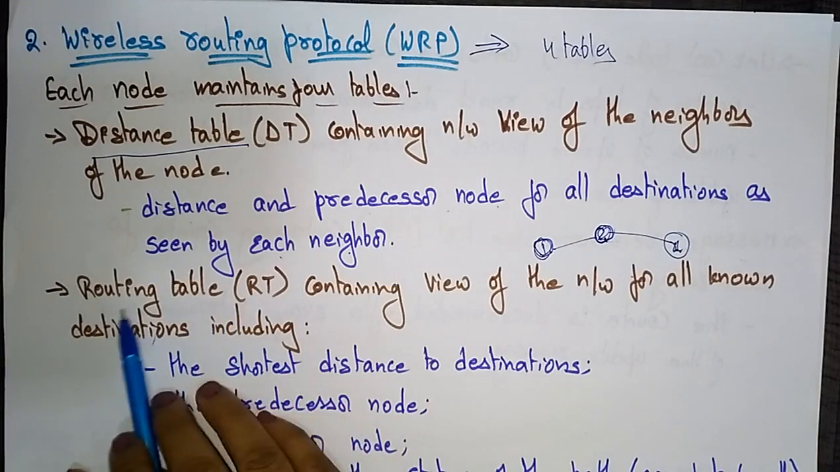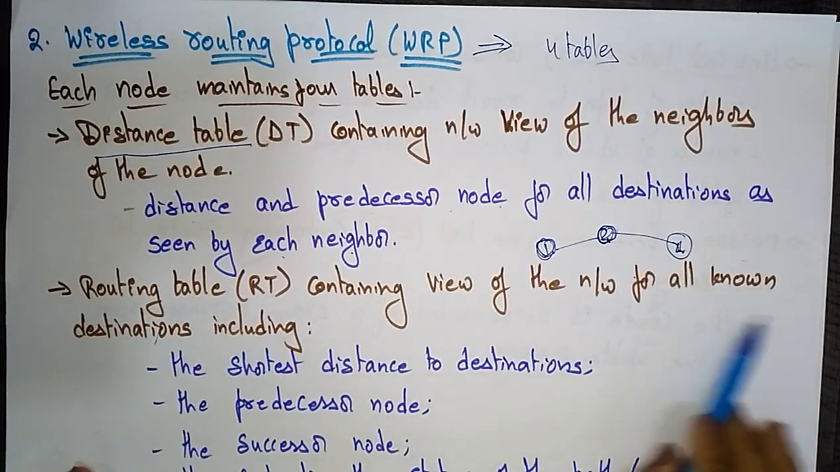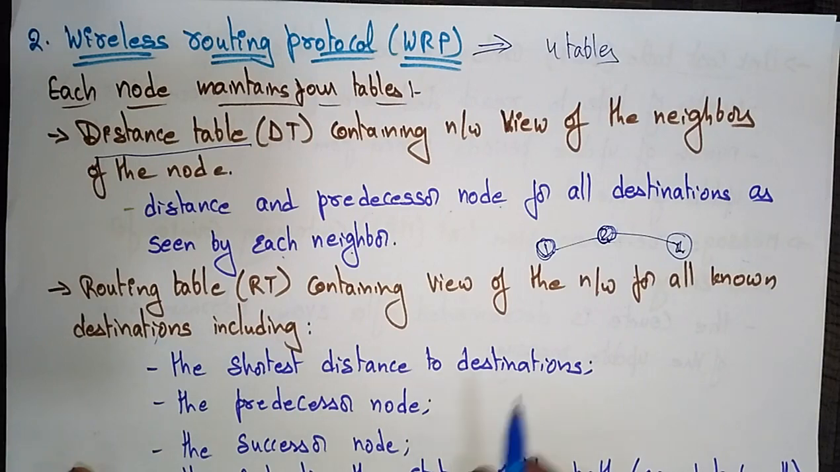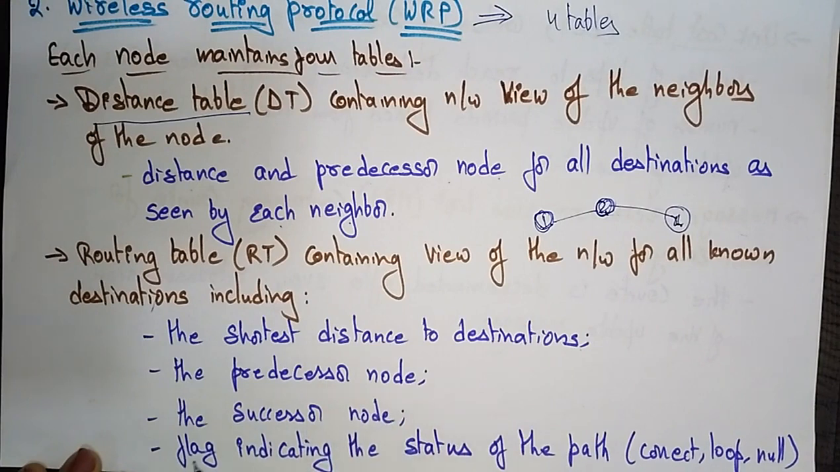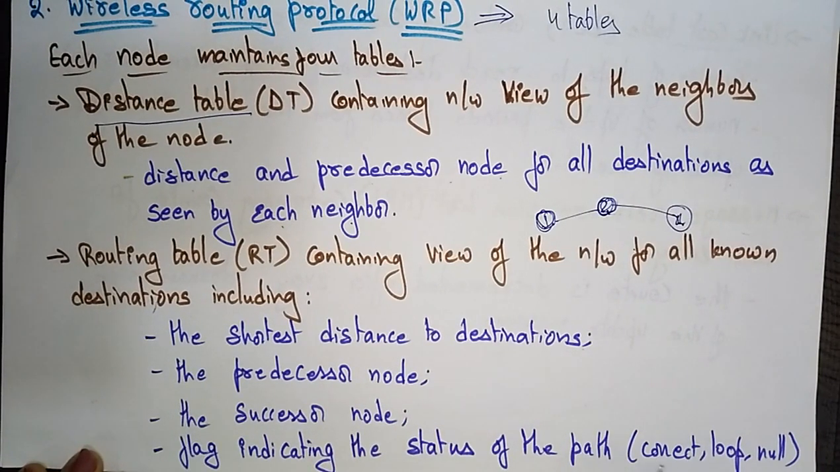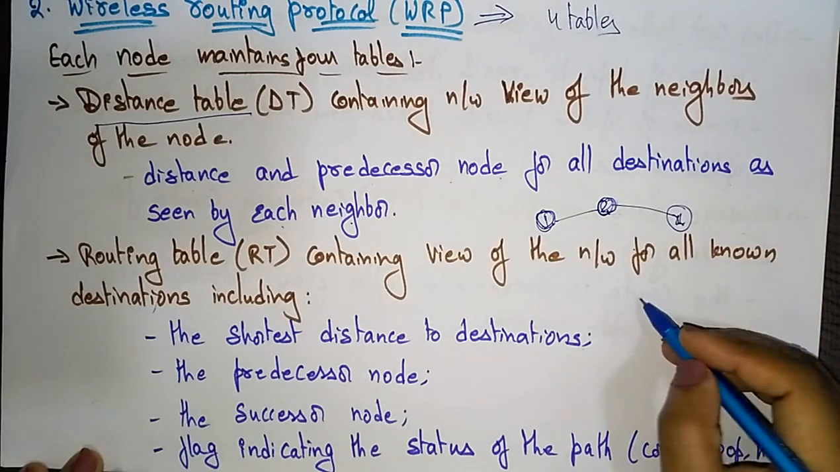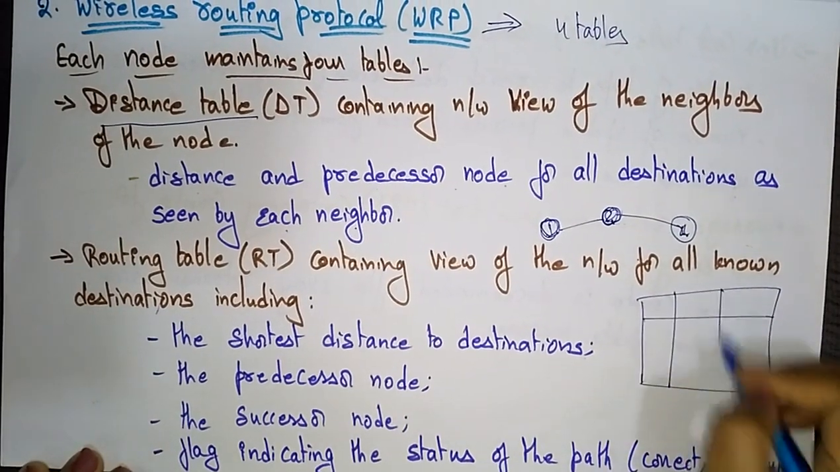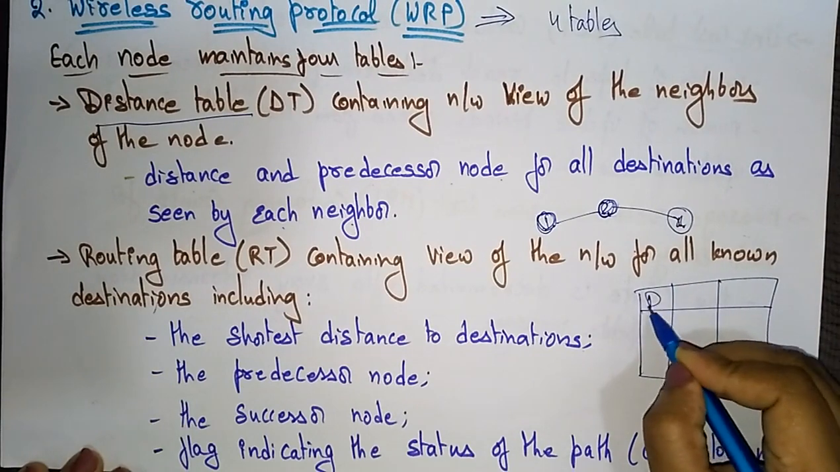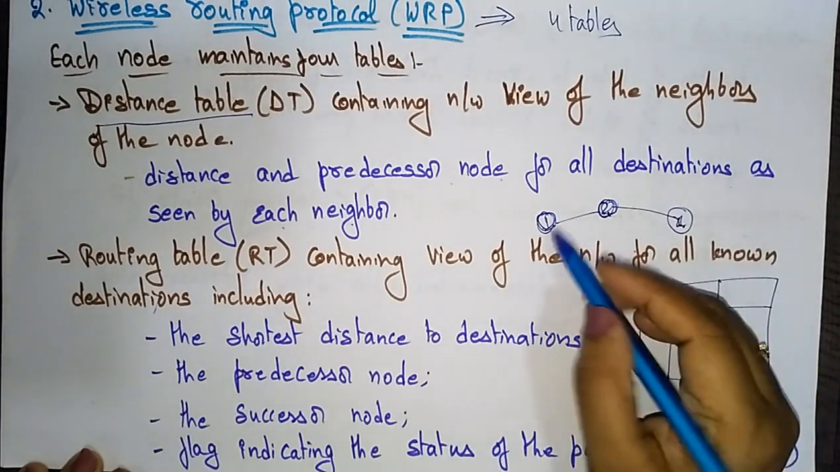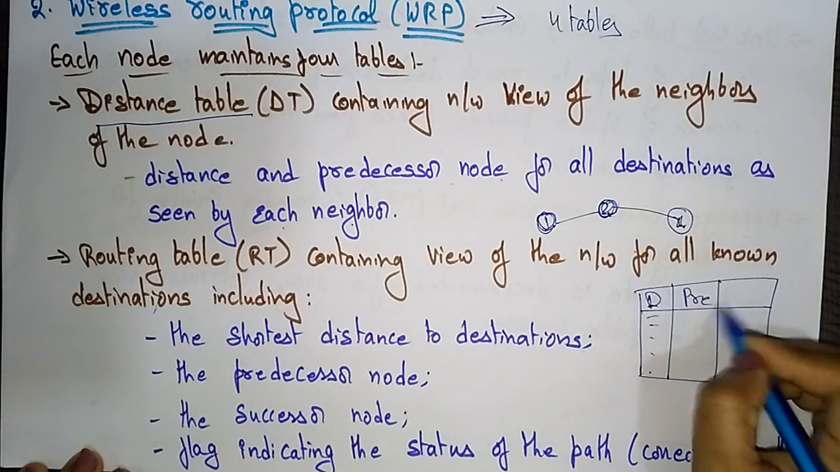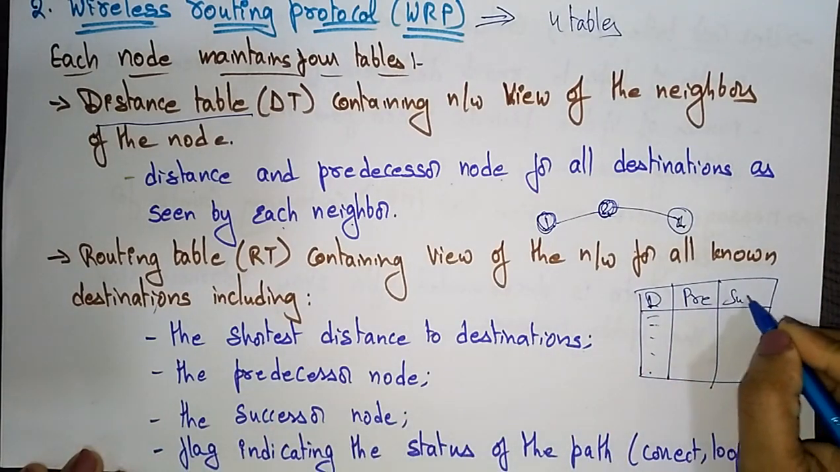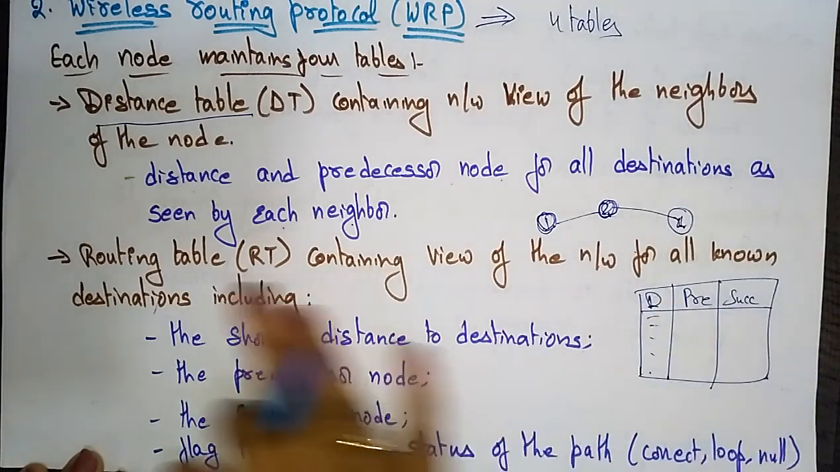Next is the routing table. The routing table contains a view of the network for all known destinations. It includes the shortest distance to the destination, the predecessor node, the successor node, and a flag indicating the status of the path, that is, correct, loop, or null. Everything will be maintained in the route table. To the destination, what is the shortest distance? That has to be written here, along with the predecessor node, that is the node before, and the successor node, meaning the next node.